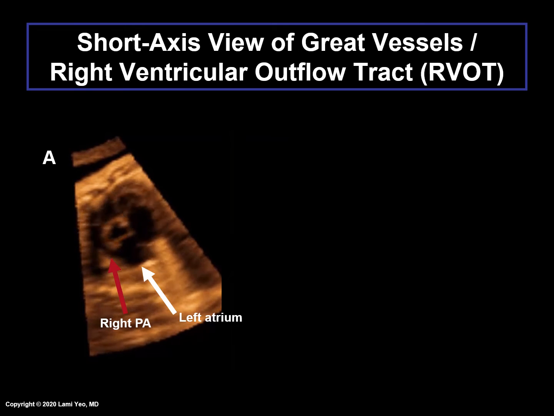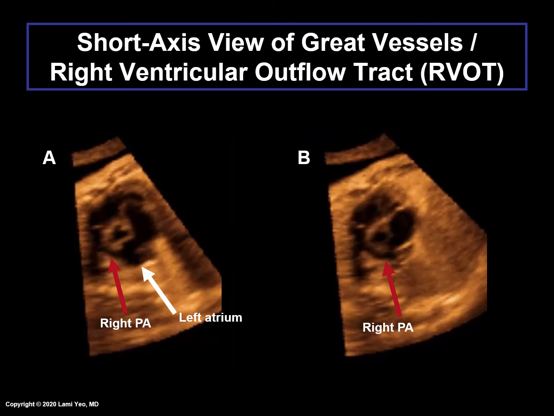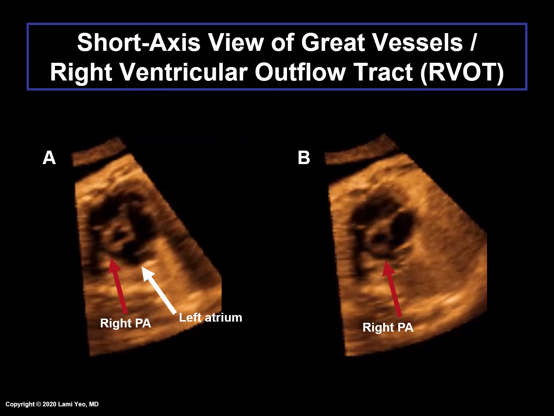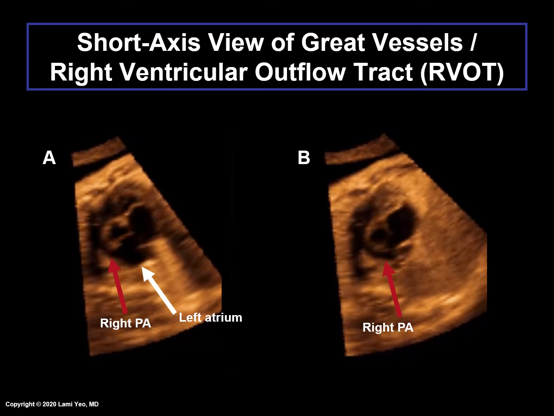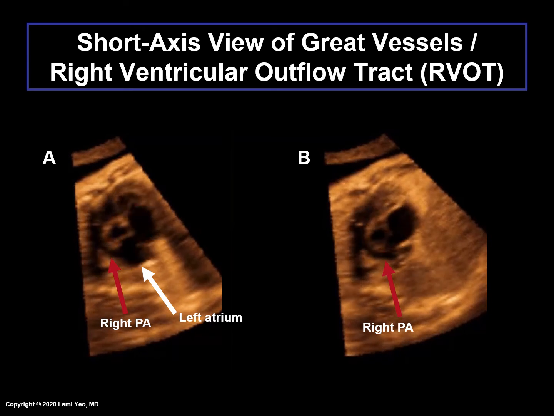Image A is the same image that we just reviewed, with the right pulmonary artery indicated by the red arrow and the left atrium by the white arrow. Now look at image B. Sometimes in the short axis view of the great vessels, depending upon the inclination of the transducer, the right pulmonary artery is more distinct, as shown by the red arrow, and the left atrium is not visible well. Fortunately, VISA assistance also automatically shows image B during the step 4 callout.